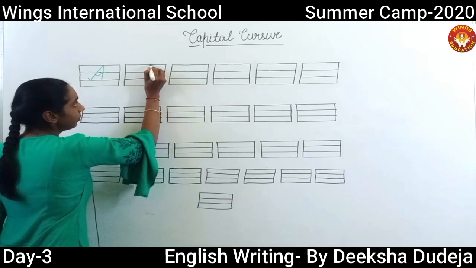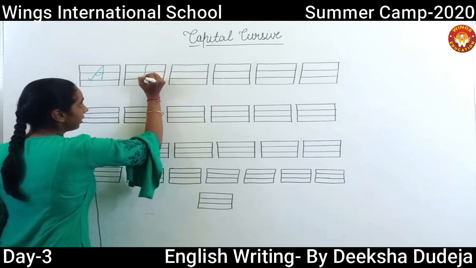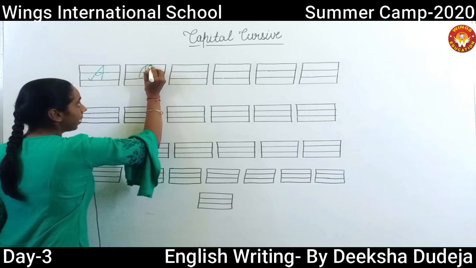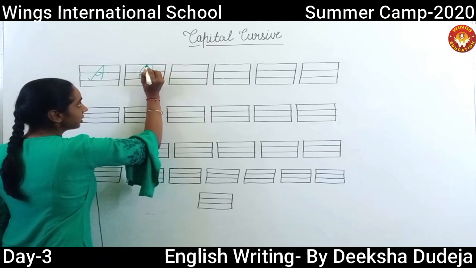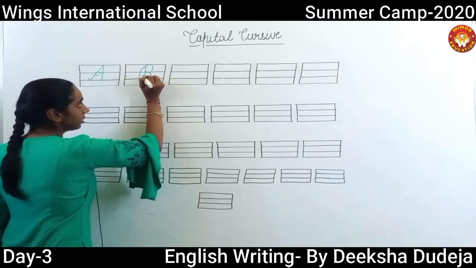B start from first line to third line. First I draw a curved line. I draw 3. First I touch second line, second I touch third line.